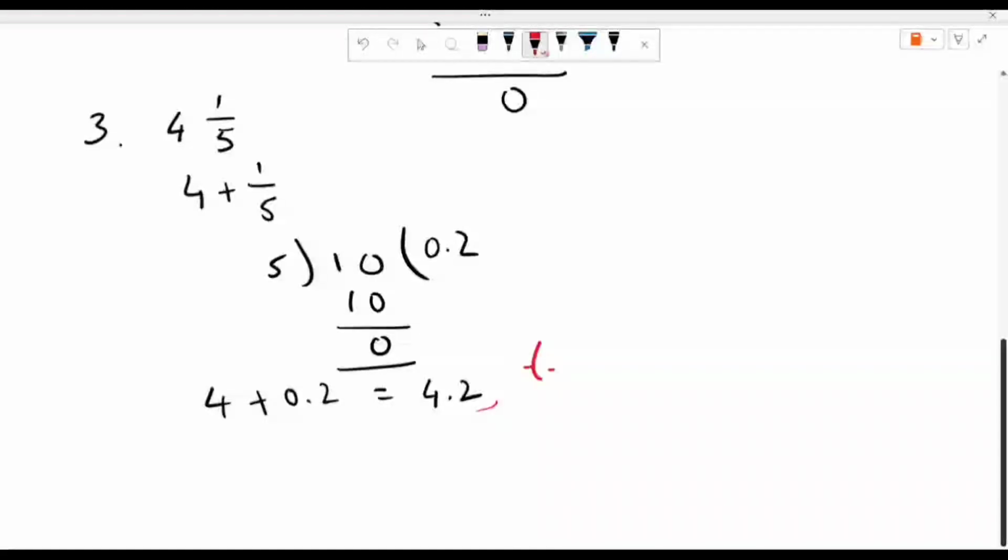so it is also a terminating decimal. Okay, it's also a terminating decimal. Now let's see the next question.